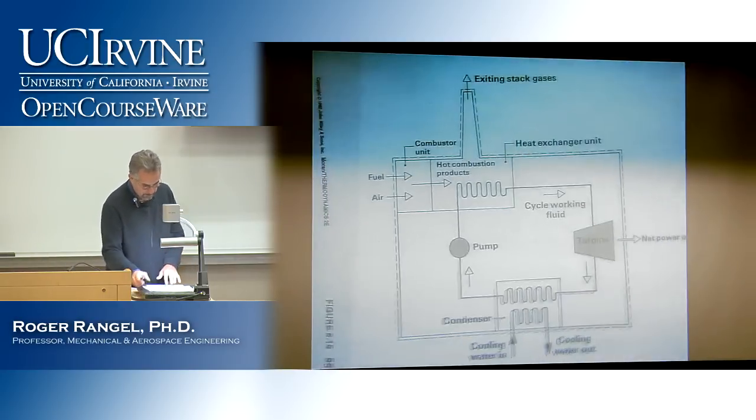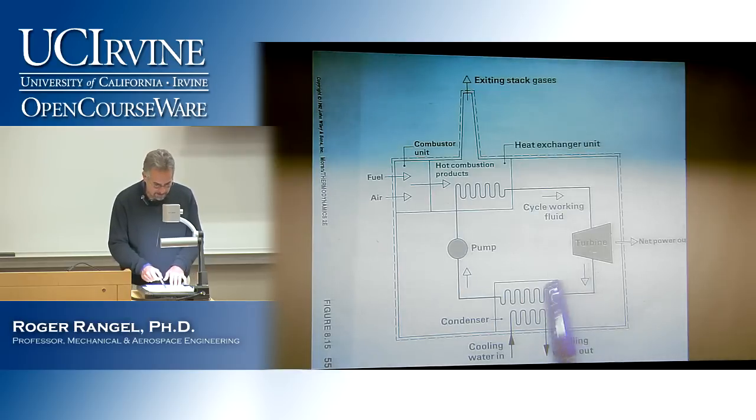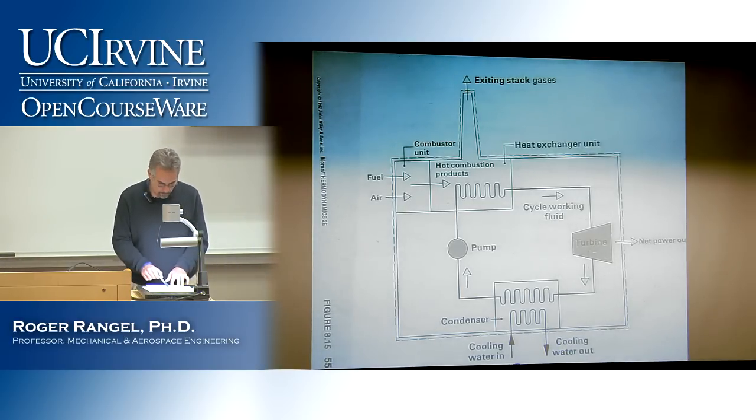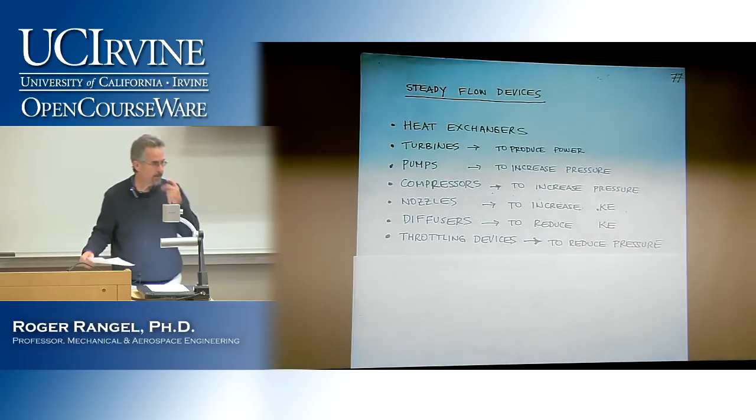So the condenser here, this is a heat exchanger. It's essentially transferring heat from the steam that came out of the turbine into the cooling water that comes from your water supply. So the cooling water gets in and comes out warmer because it's taking that heat away. That's a typical heat exchanger, a condenser.